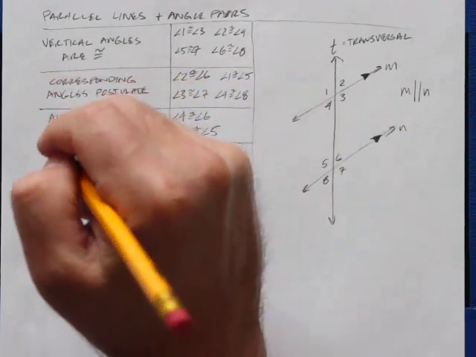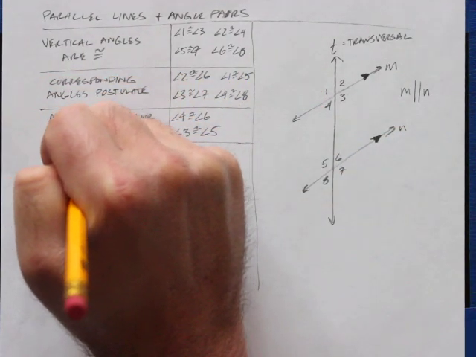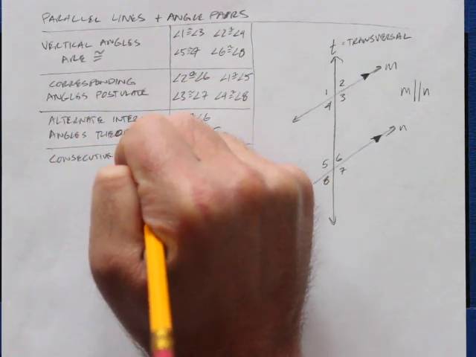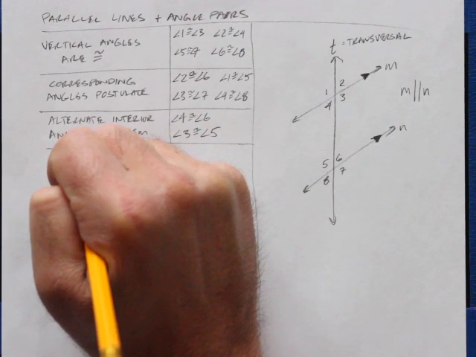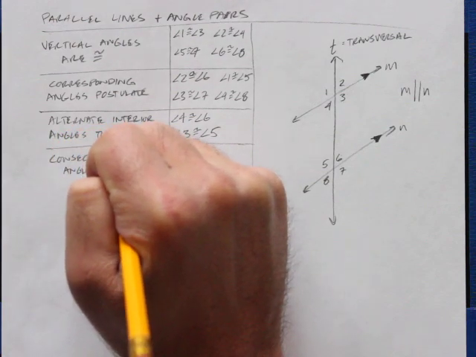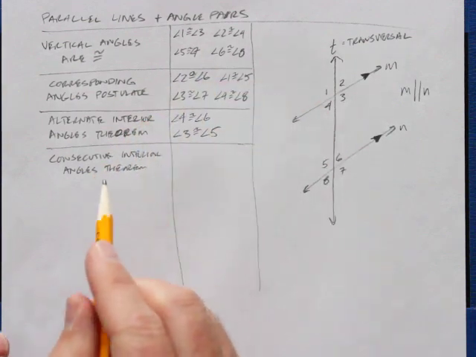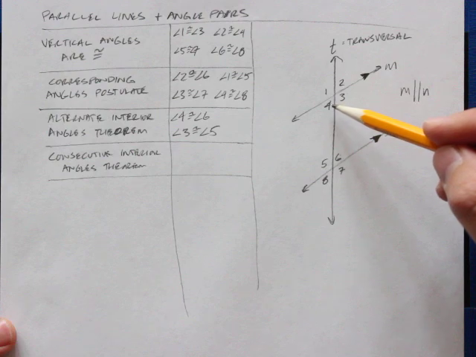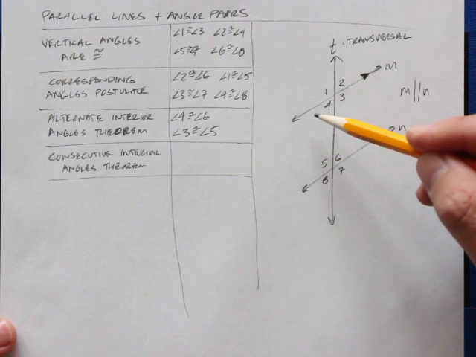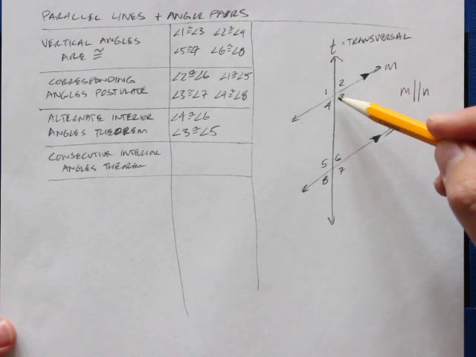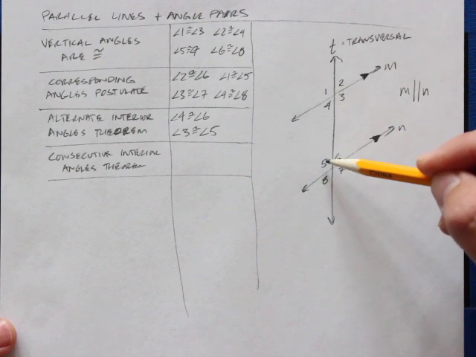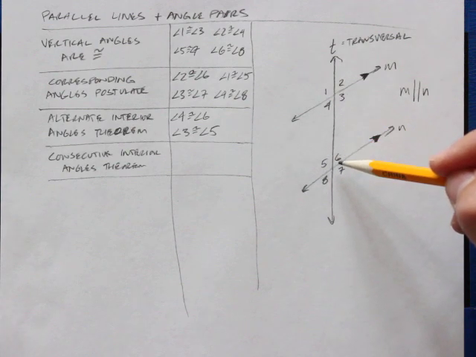Consecutive interior angles theorem. The angles are inside, in between the two lines, and they are on the same side of the transversal. So 4 and 5 are consecutive interior angles, and 3 and 6 are consecutive interior angles.